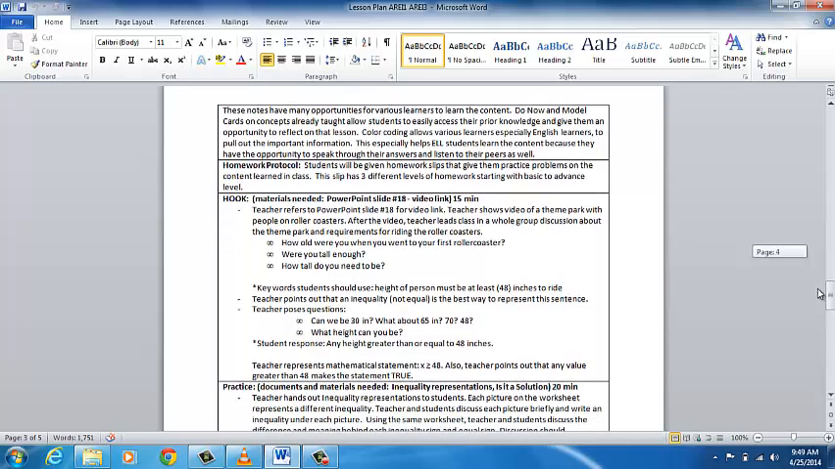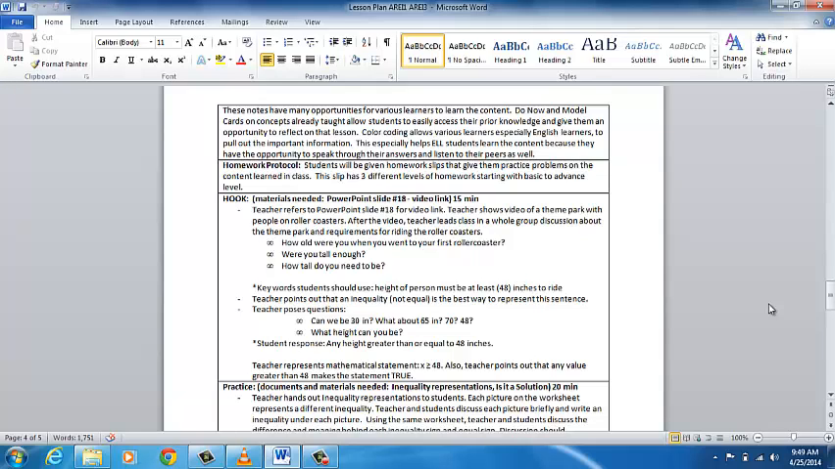Now, in terms of getting into the meat of the lesson, the hook. The teacher will refer to PowerPoint slide number 8 for the video link, in which a theme park is shown with people on roller coasters. We chose Six Flags in Santa Clarita because hopefully a lot of our students have been there. Then a class discussion will follow in terms of how old were you when you rode your first roller coaster, if you were tall enough, and how tall did you need to be. We want to look for certain key words students are using. Must be at least, for example, a certain amount of inches.